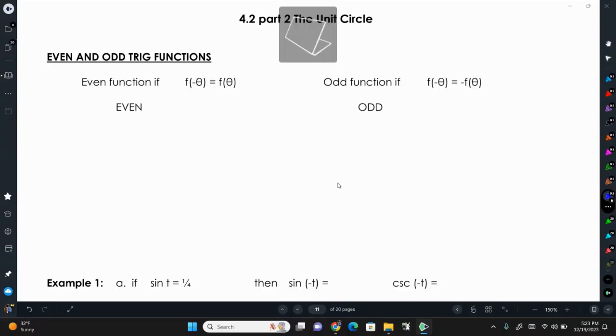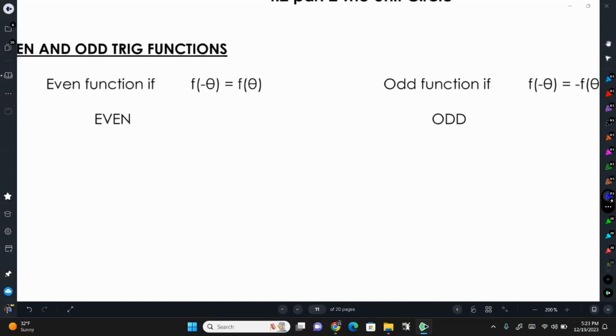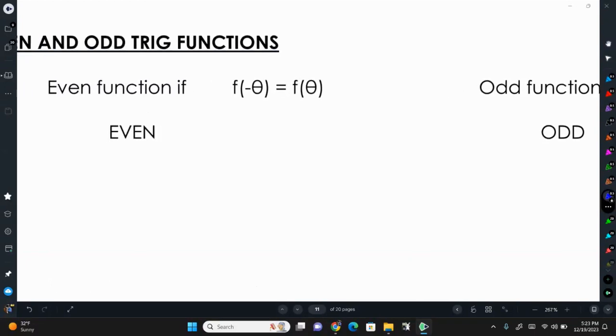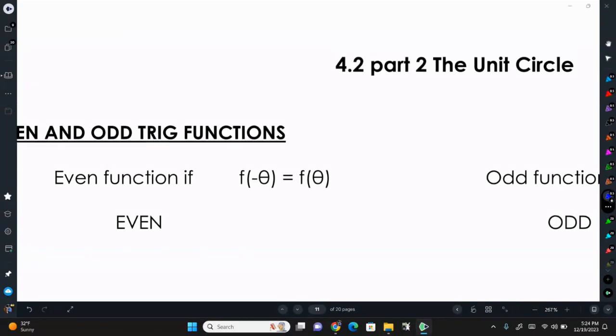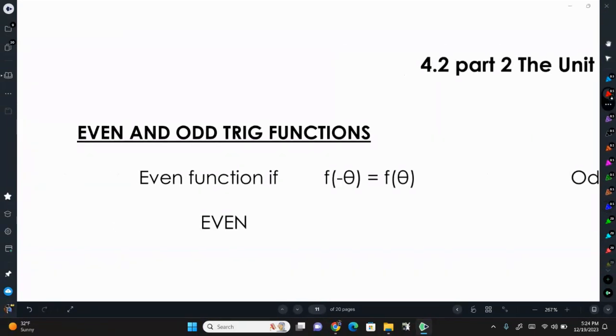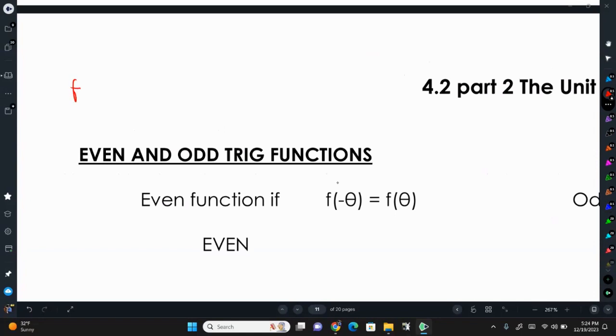In today's exploration of the unit circle, we're going to talk about what are called even and odd functions. An even function is a function where, if I substitute in a negative value, I would still get the same y value as if I plugged in the positive value instead. For example, does f of 3 equal f of negative 3? If those two are the same, then you would have an even function.